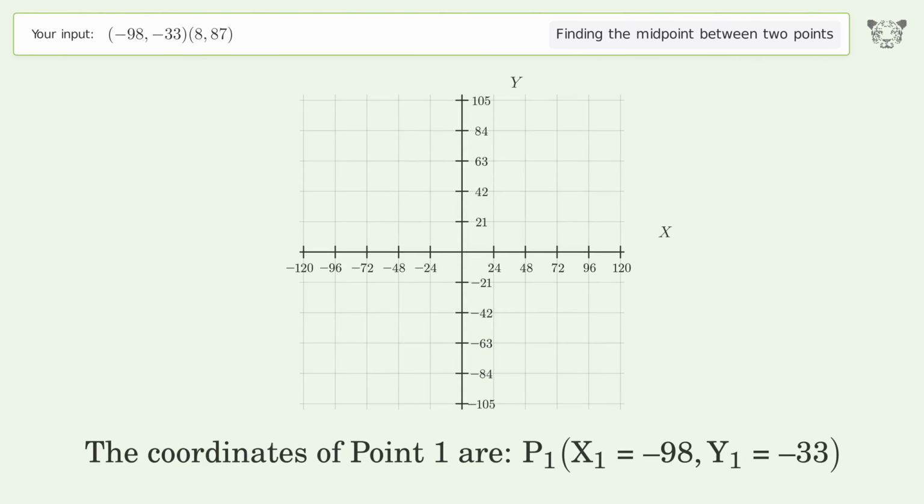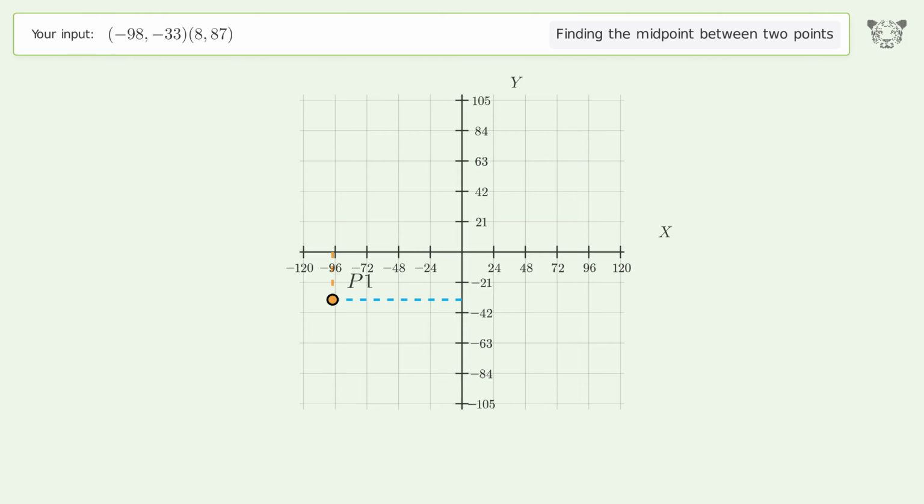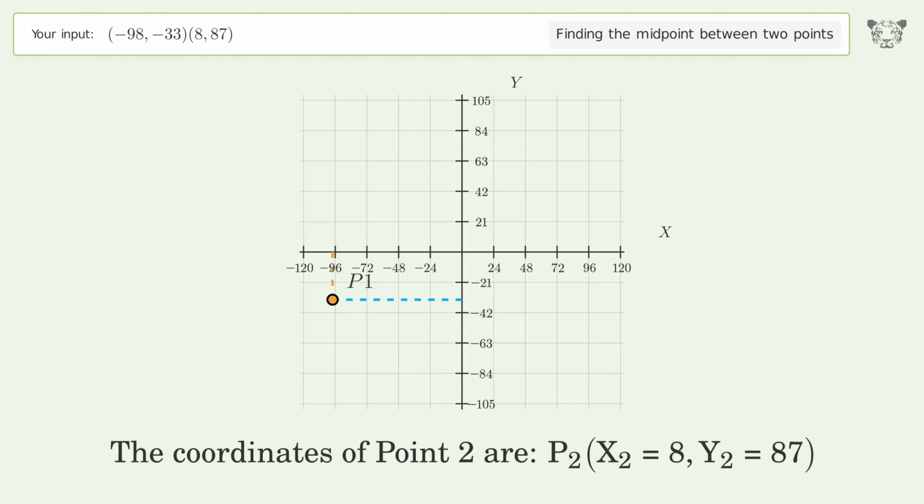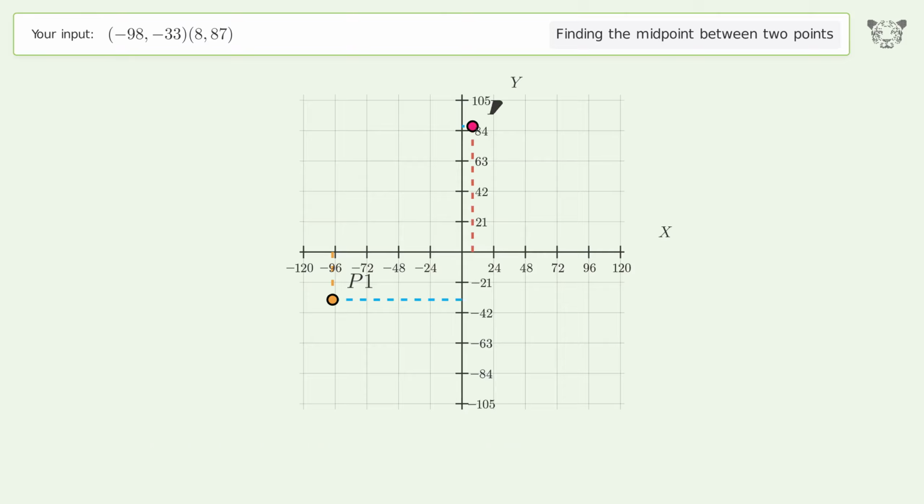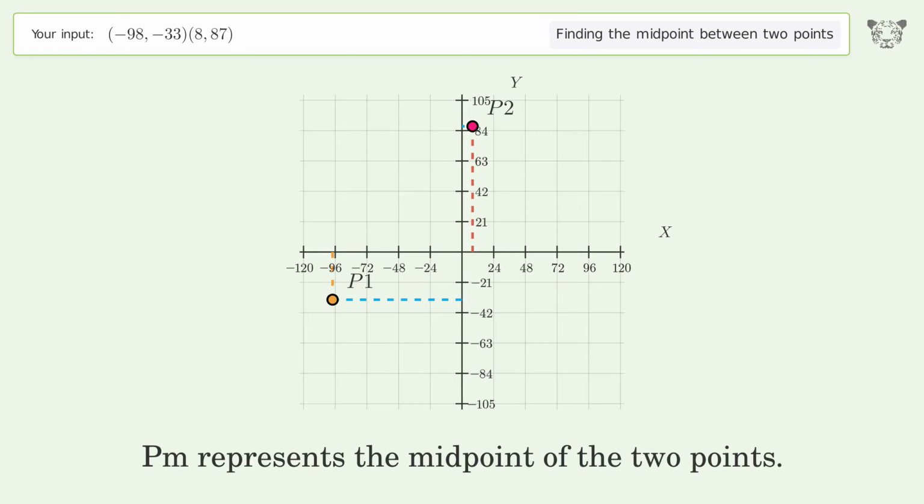The coordinates of point 1 are x1 equals negative 98, y1 equals negative 33. The coordinates of point 2 are x2 equals 8, y2 equals 87. PM represents the midpoint of the 2 points.